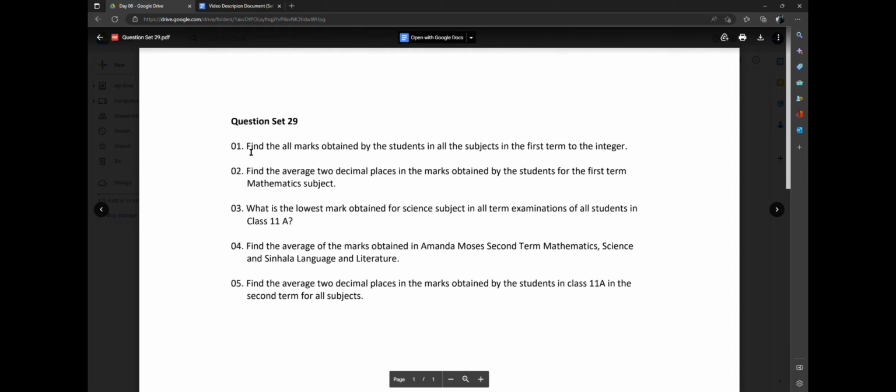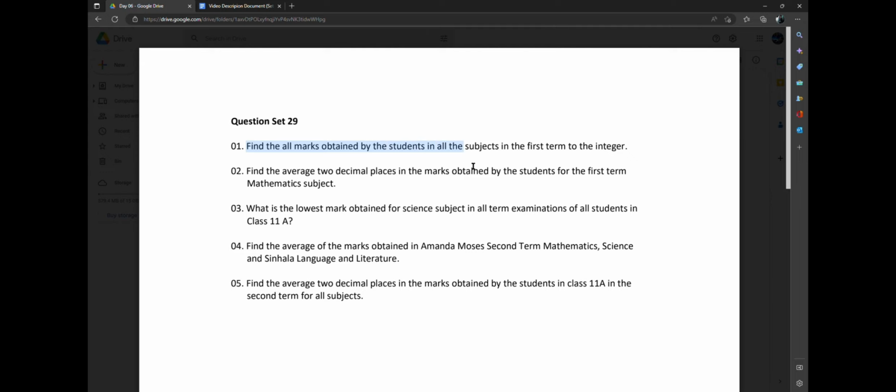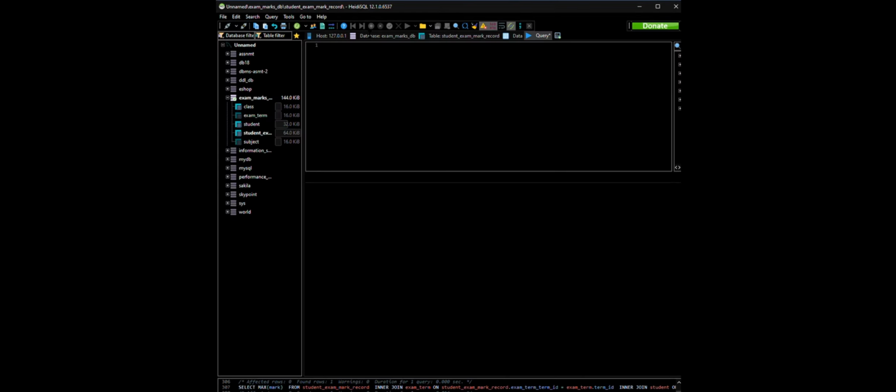So our first question: find all the marks obtained by the students in all the subjects in the first term to the nearest integer. Alright, so let's answer this first question. Our first question asks us to find all the marks obtained by the students in the subject in the first term to the nearest integer. So we can answer this question in two ways.